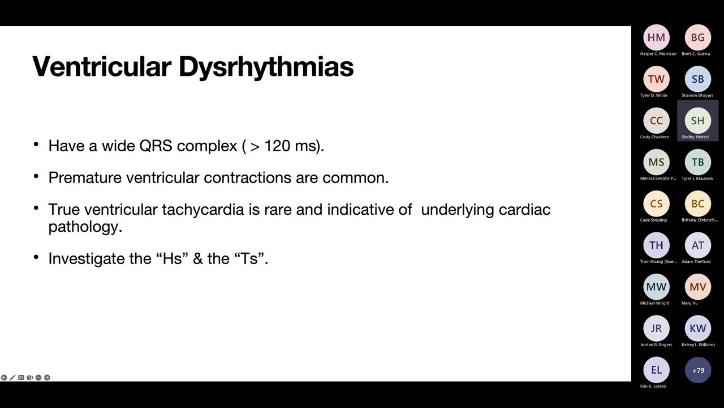Ventricular dysrhythmias, again, think primarily about QRS complexes greater than 120 milliseconds. PVCs are pretty common. They're also pretty benign. True VTAC is pretty rare, and generally if you see it, it's either indicative of underlying cardiac pathology or they've got some sort of electrolyte imbalance. So in these patients, think about investigating the H's and T's. Even though we usually think about that for PEA, you may see that those H's and T's are part of the cause of the ventricular dysrhythmias as well.